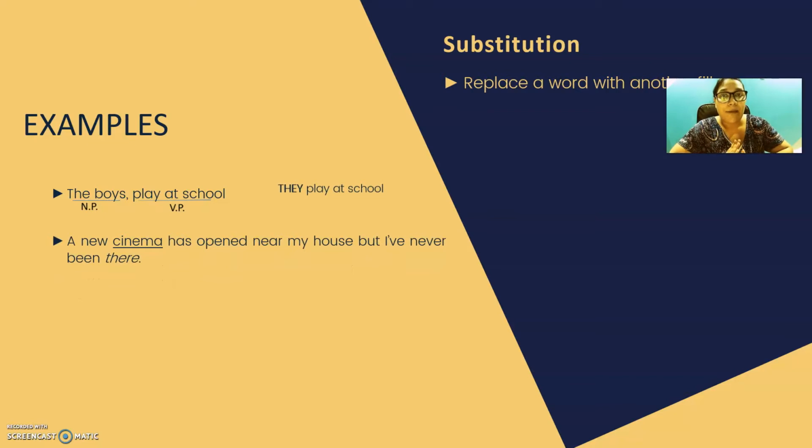Remember that if we have a noun phrase or a verb phrase, it must be replaced by a phrase of the same type. A new cinema has opened near my house, but I have never been there. There replaces the cinema.